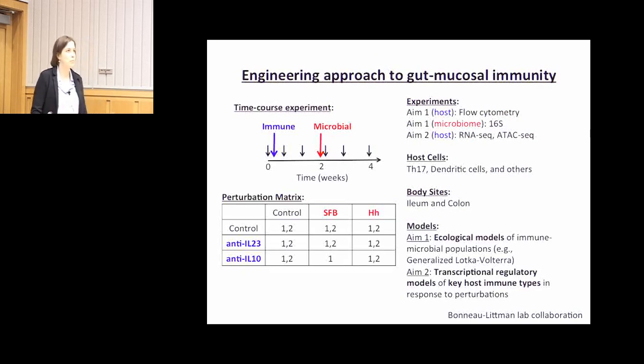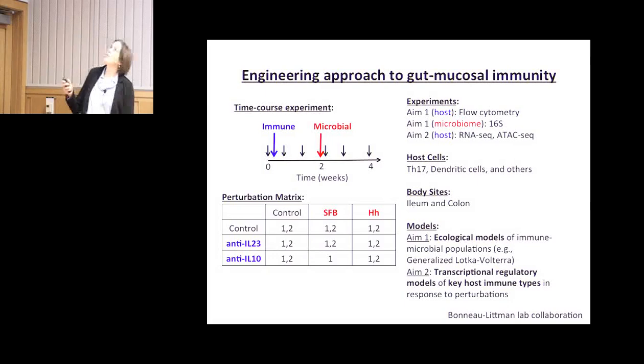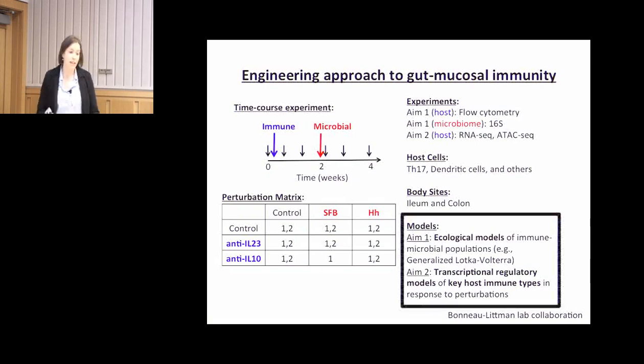So to figure out which populations of immune cells are changing, we're interested in 16S rRNA DNA sequencing to get microbial compositions to see how the microbes are changing over the course of this experiment. And then we're also interested in measuring host responses at the molecular level using RNA-seq and ATAC-seq technologies, which I'll describe in more detail later. We're interested in multiple host cell types, looking at different body sites. And then for me, the way that I'm really excited about putting this together is in a mathematical model.